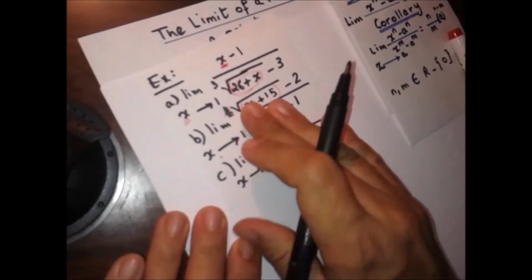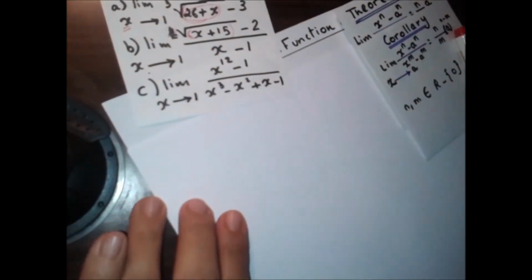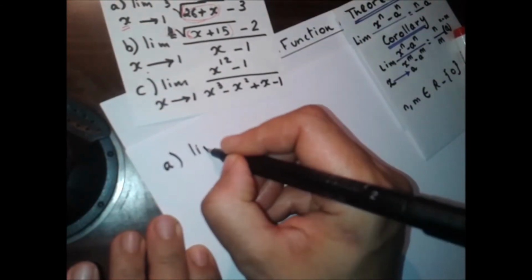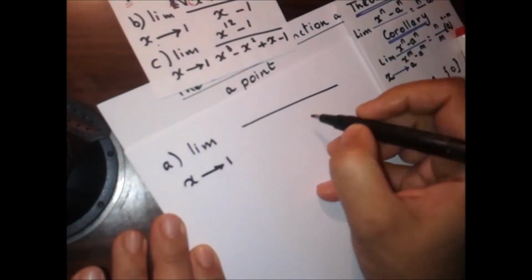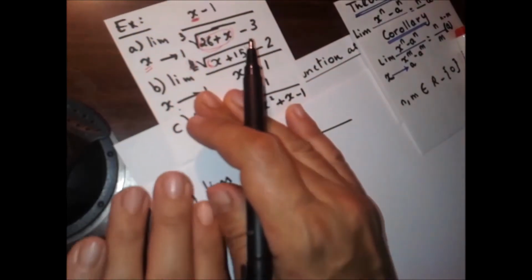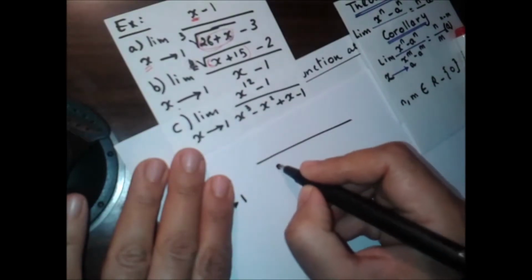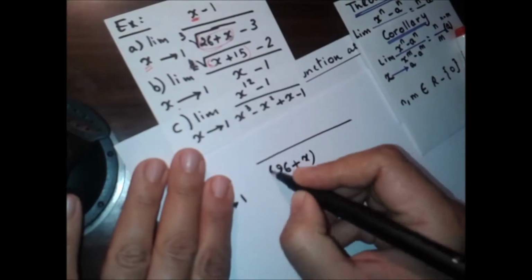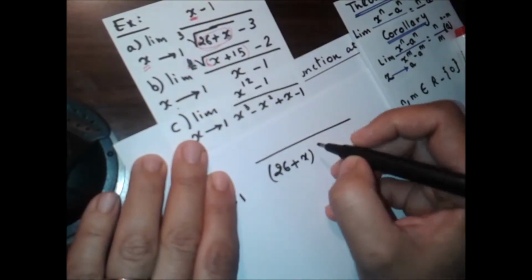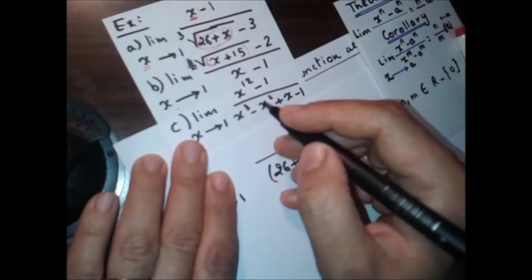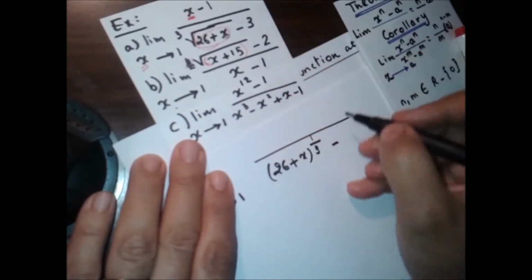So let's write the function. We need to find the limit as x tends to 1 of, let me start with the denominator. The cubic root of 26 plus x we rewrite as 26 plus x to the power of a fractional exponent: since this is a cubic root, the index is 3, so the denominator is 3 and of course the numerator is 1, minus 3. Keep it as it is.